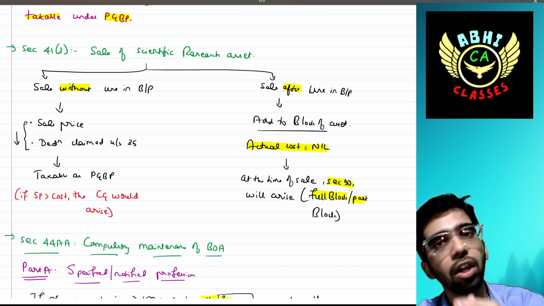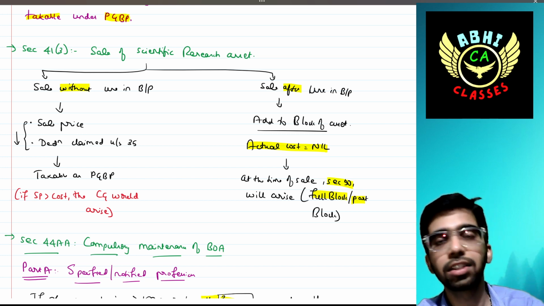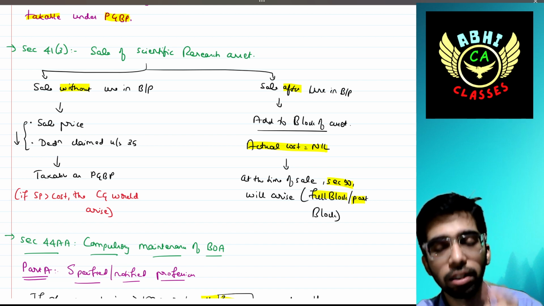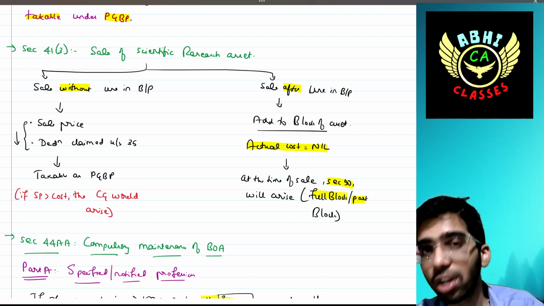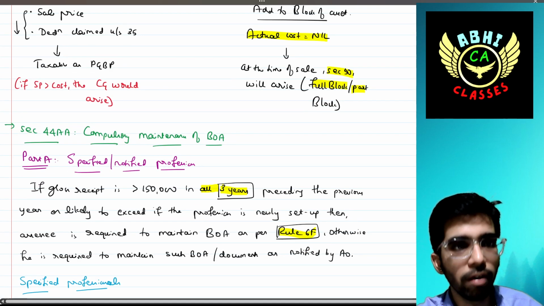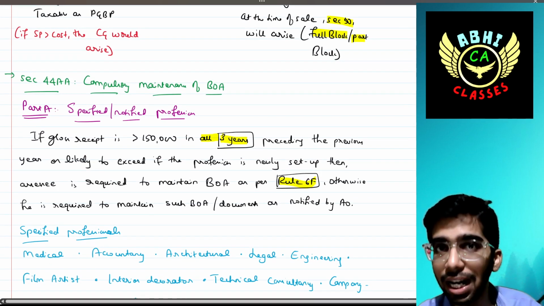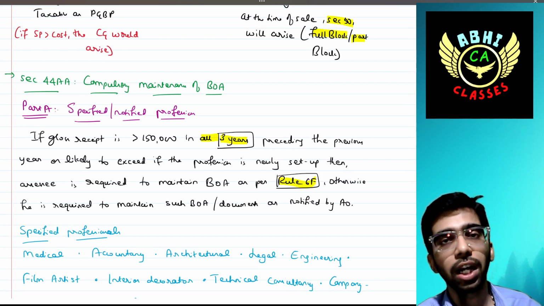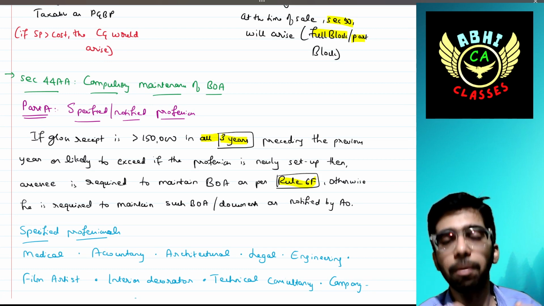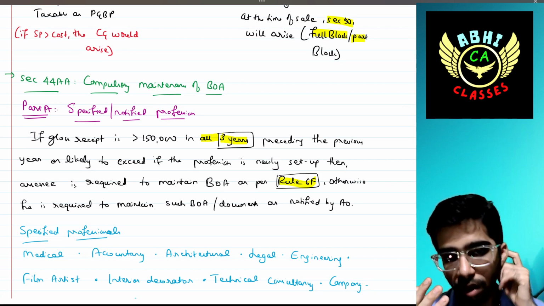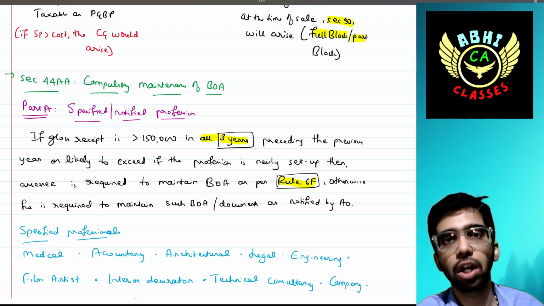In that case, capital gain or capital loss would arise. This is the concept we have to see: if the sale is being made after the business use or professional use. Okay. Then section 44AA. This is very important. This is very practical in nature. If you are doing an articleship, then it might be possible to go through this concept practically.